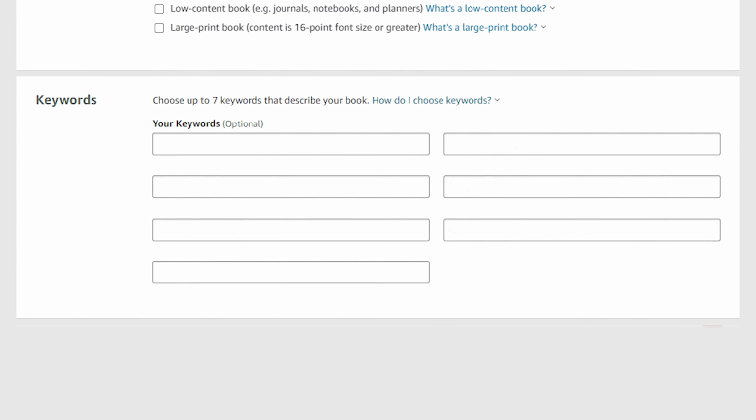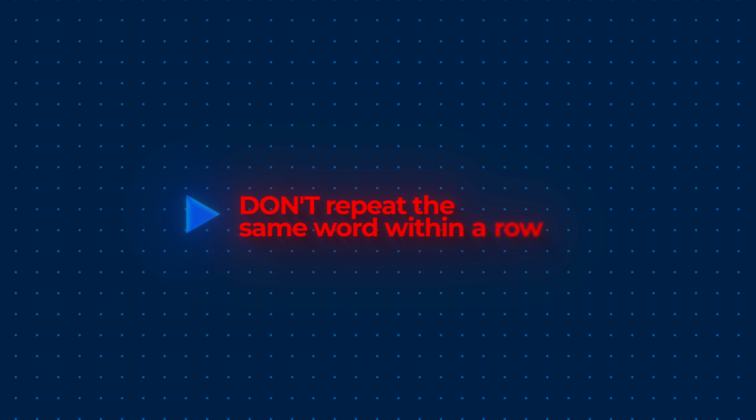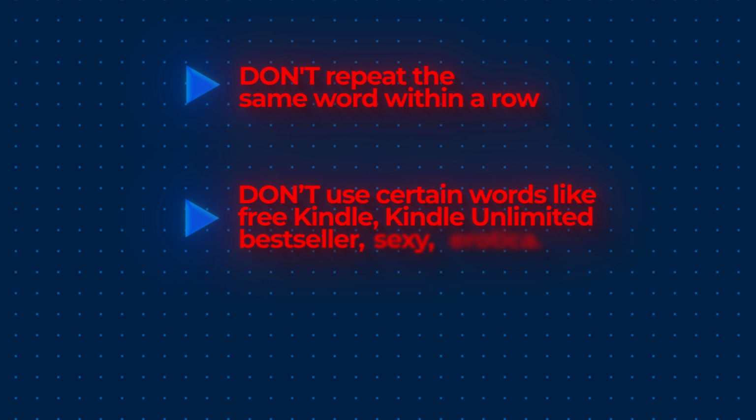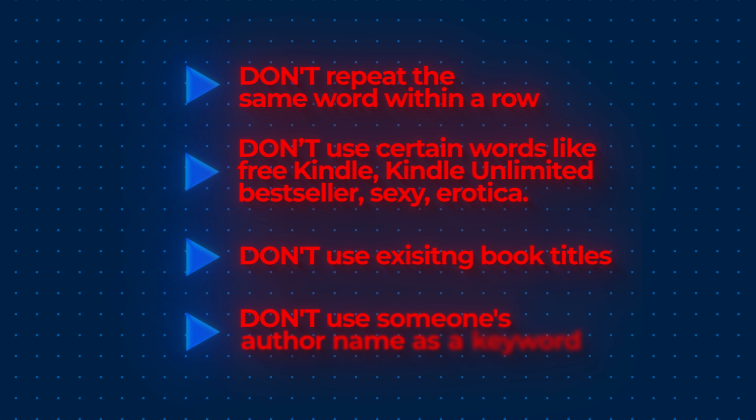Now let's talk about keywords. Amazon gives you 7 rows of keyword space, and each row can have up to 50 characters. There are some rules here. Don't repeat the same word within a row. Don't use certain words like free, Kindle, Kindle Unlimited, bestseller, sexy, erotica, existing book titles, and definitely don't use someone's author name as a keyword.